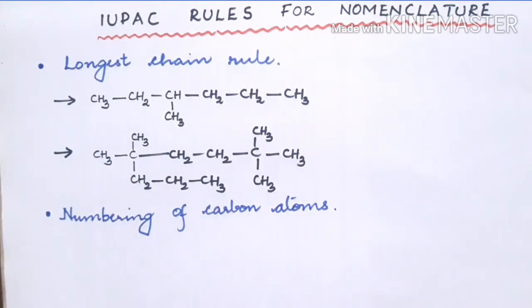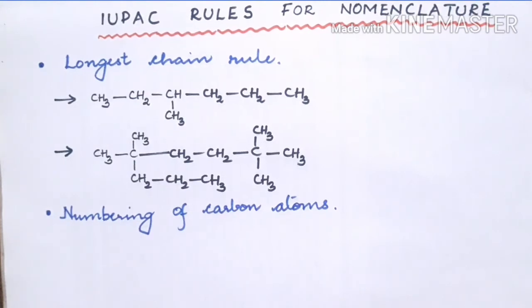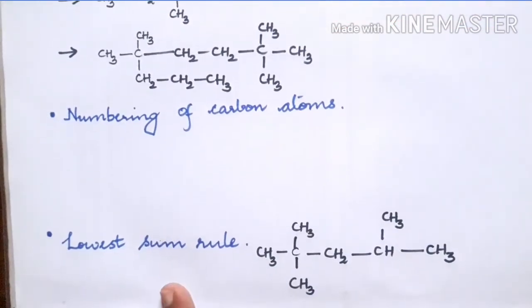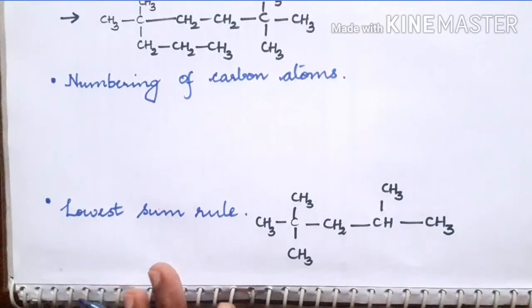So, numbering of carbon chains is very important. We should number it in such a way that minimum numbers are given for the substituent. So, if there is more than one substituent in the compound, we should number it in such a way that the lowest sum is got for the substituents. If we follow these together, we are able to name the compounds.